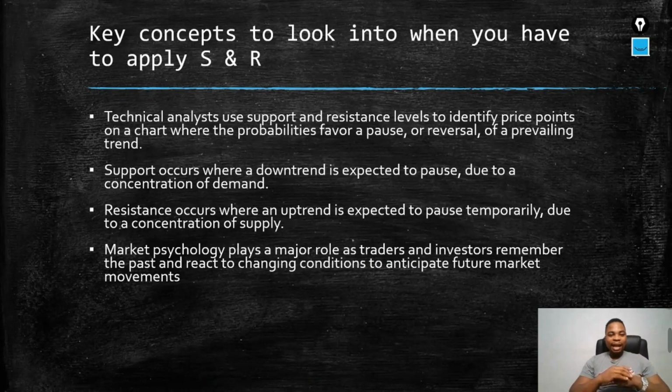Technical analysts use support and resistance levels to identify the price points on a chart where probabilities favor a pause, a reversal, or a prevailing trend. Support occurs where a downtrend is expected to pause due to a concentration of demand. Resistance occurs where an uptrend is expected to pause temporarily due to a concentration of supply. Market psychology plays a major role, as traders and investors remember the past and react to changing conditions to anticipate future market movements.